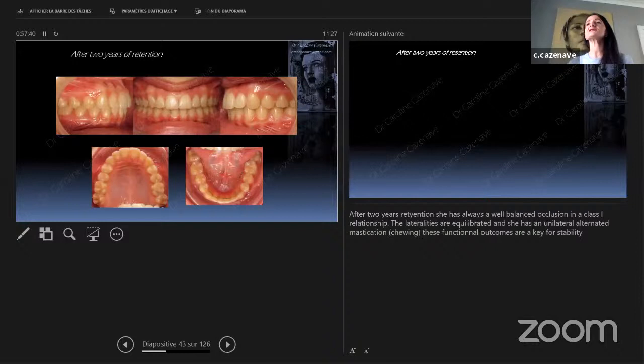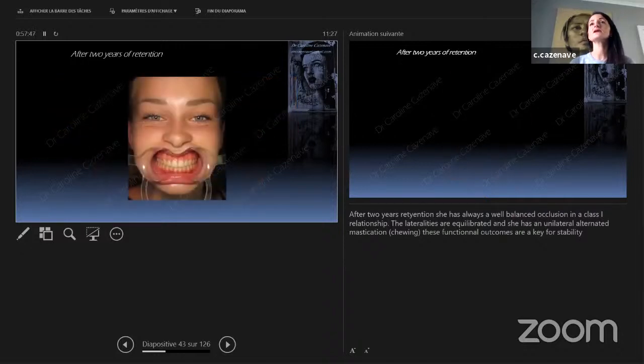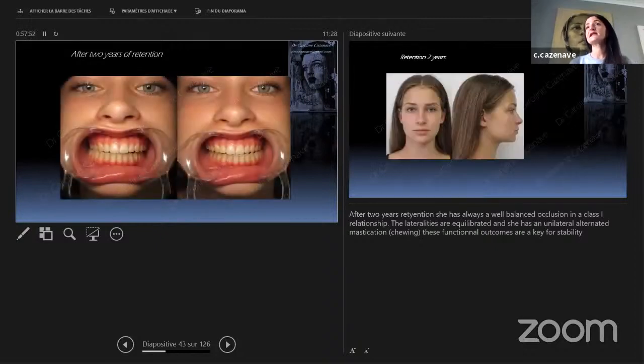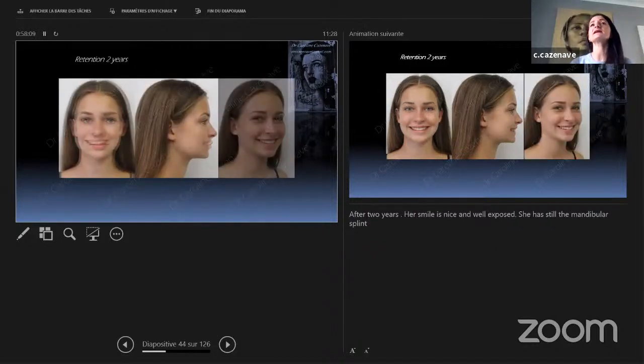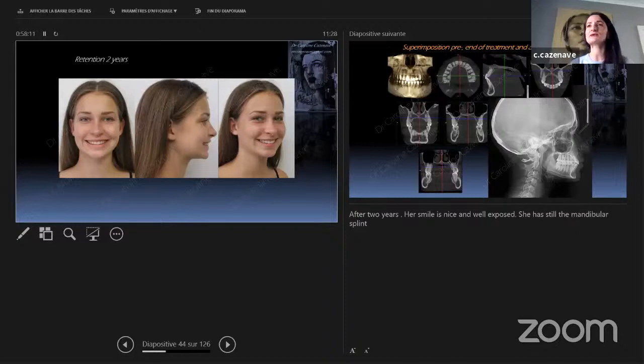After 2 years of retention, she always has a well-balanced occlusion in a class 1 relationship. A good centering. And the lateralities are equilibrated. She has a unilateral alternated mastication. And these functional outcomes are a key for stability. After 2 years, her smile is nice and well exposed. And she still has the mandibular splint.